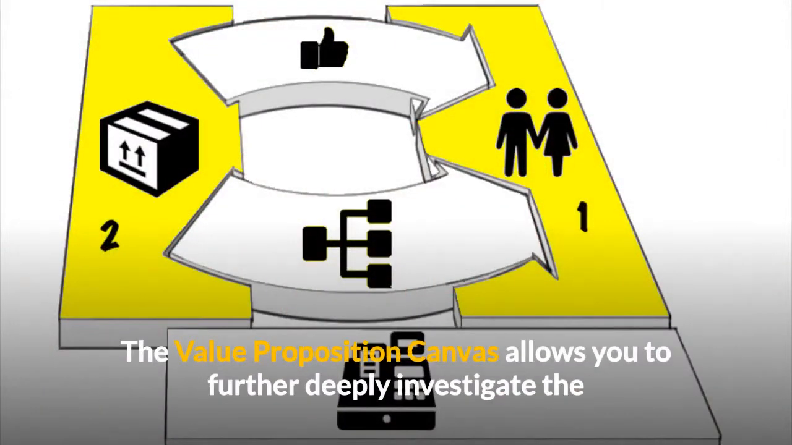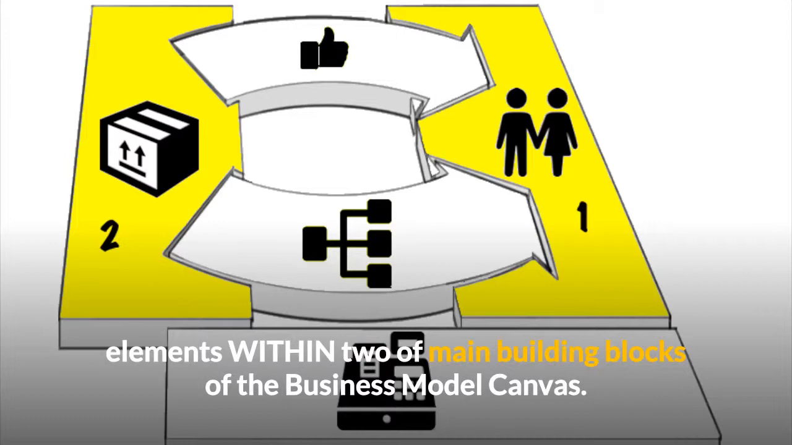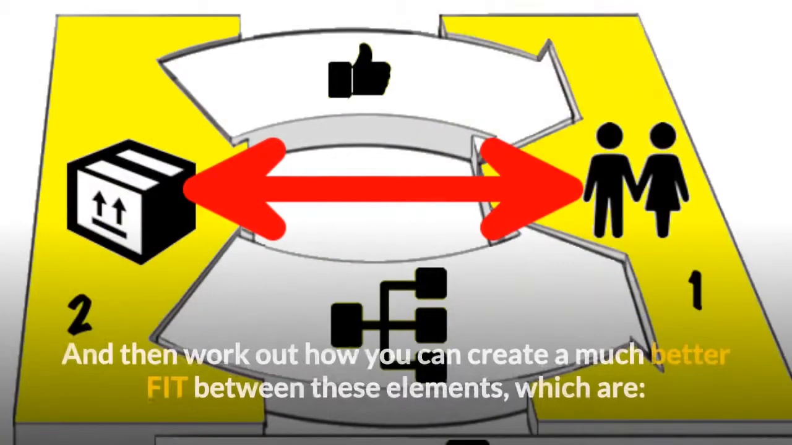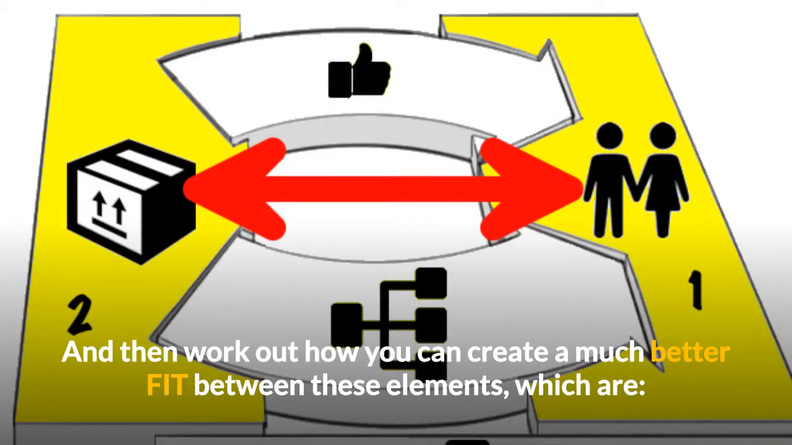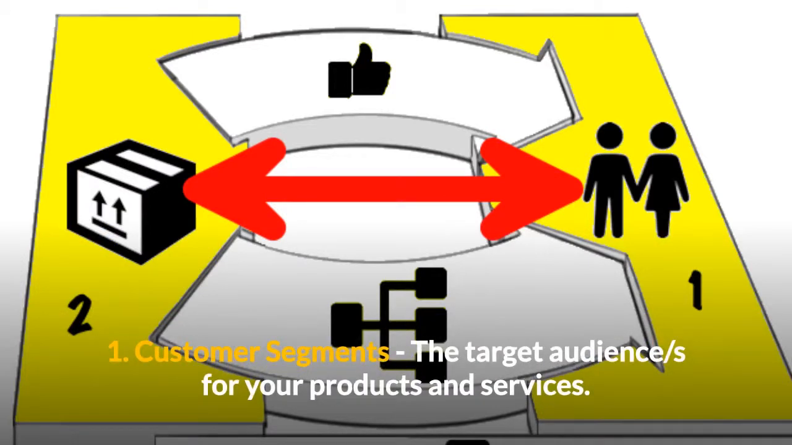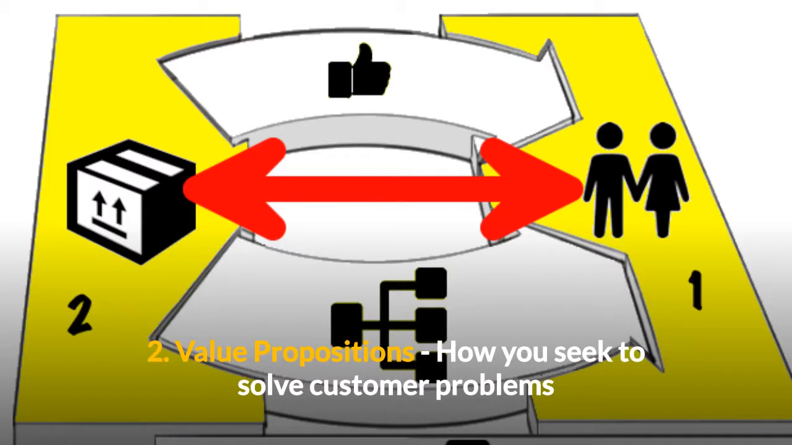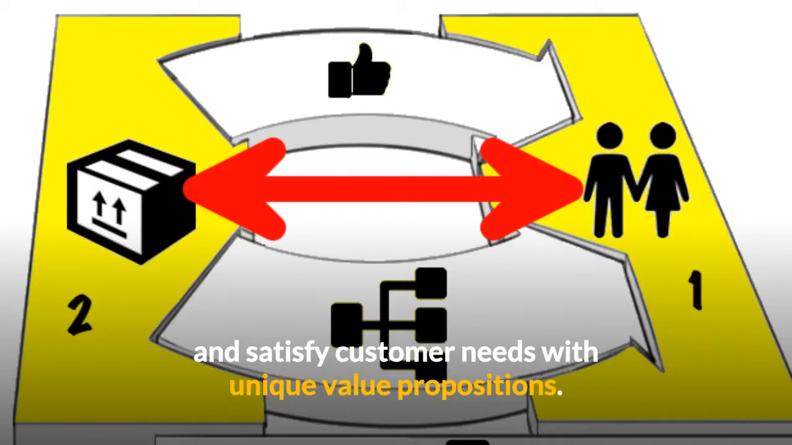Now the Value Proposition Canvas allows you to further deeply investigate the elements within two of the main building blocks of the business model canvas, and then work out how you can create a much better fit between these elements, which are, number one, customer segments, i.e. the target audience or audiences for your products and services, and number two, the value propositions, or how you seek to solve your customer problems and satisfy their needs with unique value propositions.